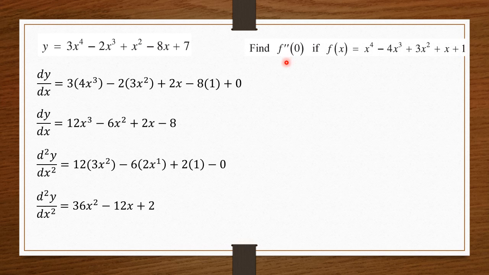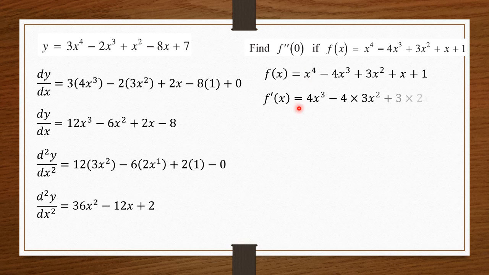We have to find f double dash 0 if f(x) is x raised to 4 minus 4x cubed plus 3x square plus x plus 1. So what we are going to do first is find a simple differentiation. First of all, I am rewriting the whole equation here. Then I will be finding f dash x.